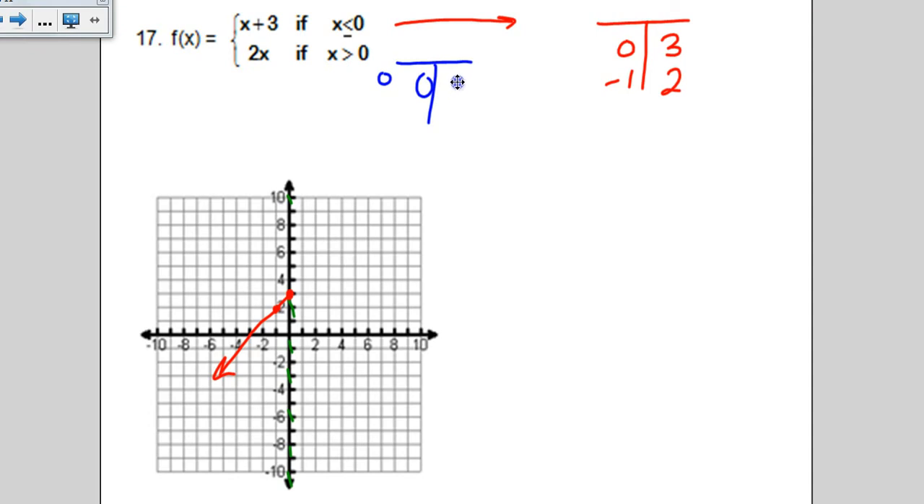When I plug in a 0, I get 0. Oops, that was supposed to be open, wasn't it? Try again. Now, my next point, I need to pick something greater than 0, so I'm going to pick a 1. 1 plugged into the bottom function gives me a 2. So at (1, 2), that's my next ordered pair for this blue function. Again, my graphing's not going so well. Hopefully yours is better. And that's number 17.